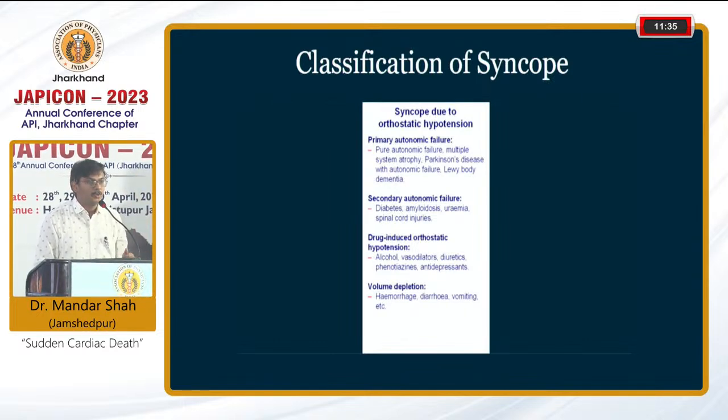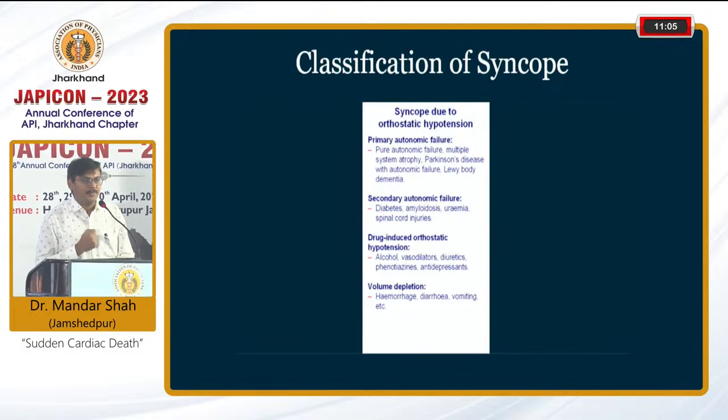So this could be because of either primary or secondary autonomic failure, like for example in patients with Parkinson's, diabetes, amyloidosis, etc. Or more commonly, it could be because of drugs that we commonly use in our day-to-day practice, like for example diuretics, antihypertensives, prostate medications. So because of this, postural hypotension can be there. And for us cardiologists and for you physicians also, this is very important.